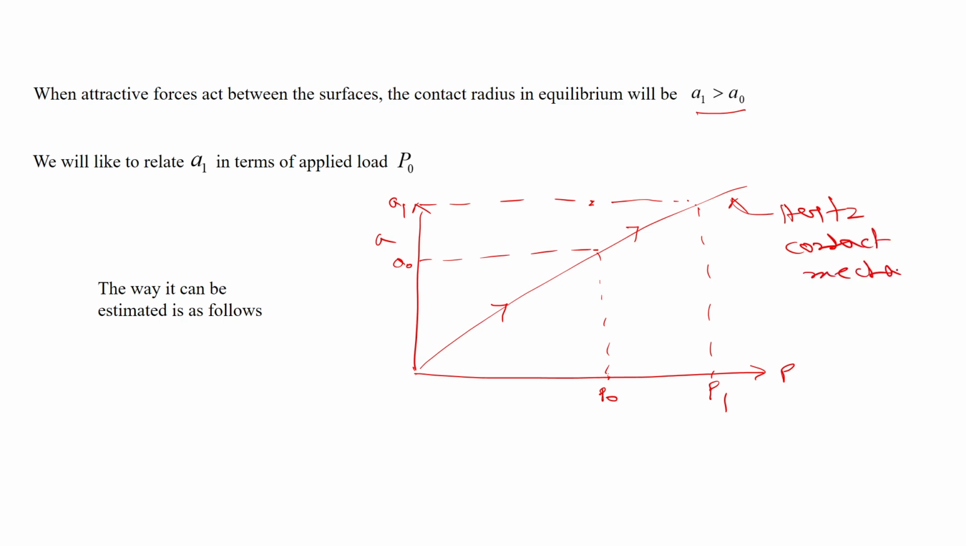Now, we increase the pressure from 0 to P1. So, the contact radius now is over here, right. This is A1, and now let us say I decrease the pressure. So, this is a fictitious pressure that I have attained, P1. Now, I will decrease the pressure to P0 over here.